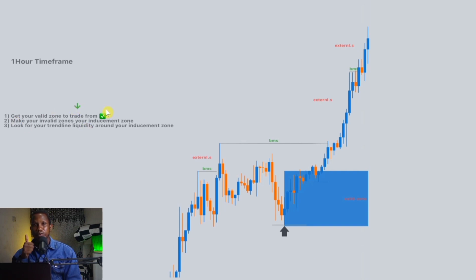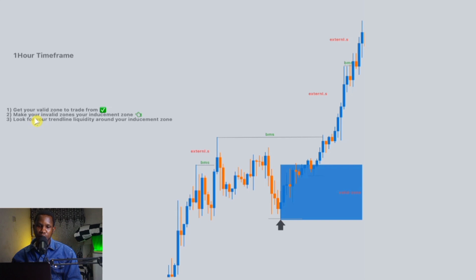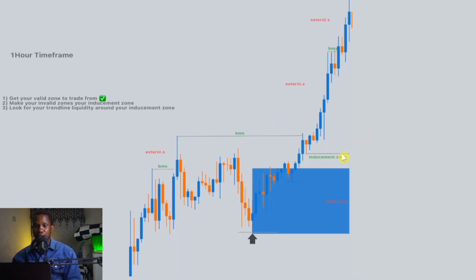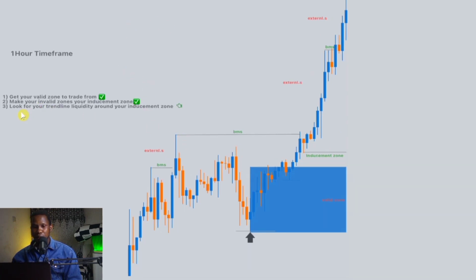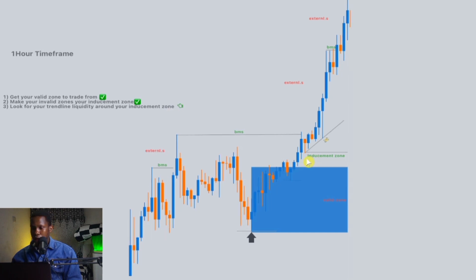Give me a thumbs up if you're following. Number two is make your invalid zone your inducement zone. What I mean is these invalid zones upwards, we're going to make them our inducement zone, which will have this one here. That's how we get our inducement zone. So I'll go ahead and check number two. Then number three, look for your trendline liquidity around your inducement zone. How can you find your trendline liquidity? Help me find it. If you mapped it out like this, you got it right.